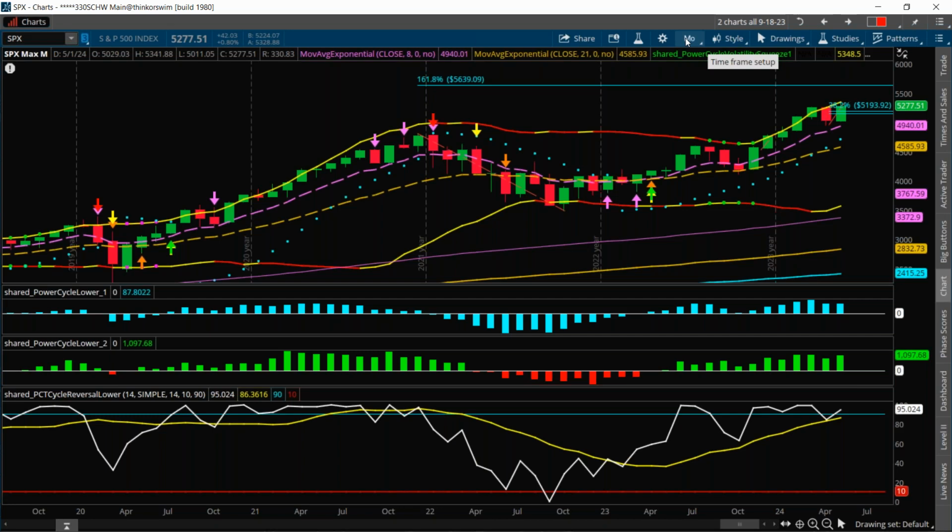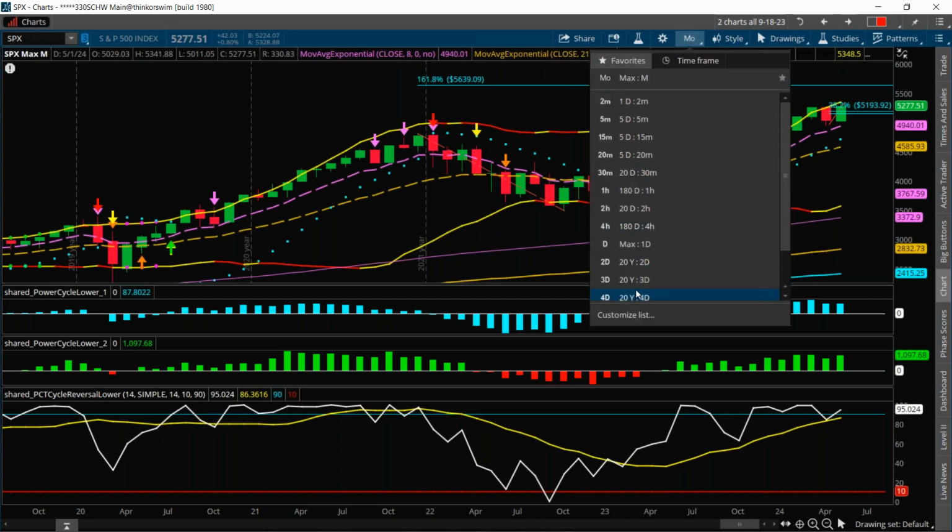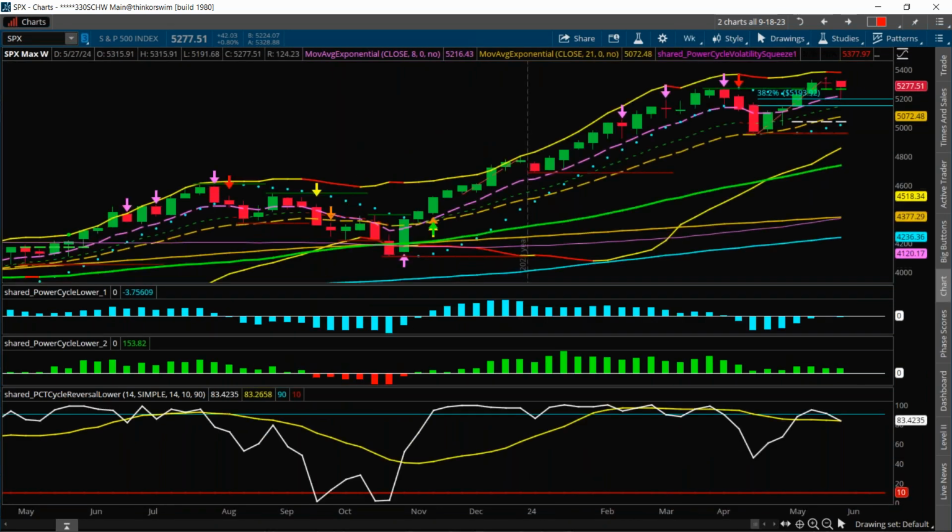Then I like to break it down to the next time frame, which is the long term, the weekly. Now on the weekly, we're losing a little momentum. You can see the market has kind of stalled out a little bit up here. So we have a little bit of buying exhaustion, but cycle 2 is still positive. So the trend is still up, but it's lost some momentum.